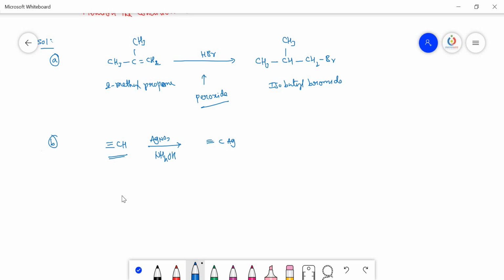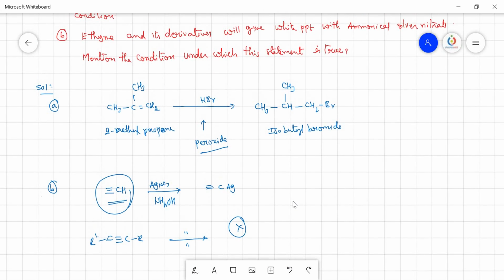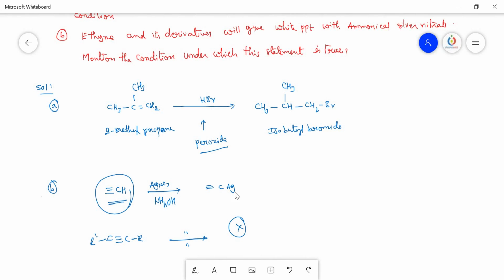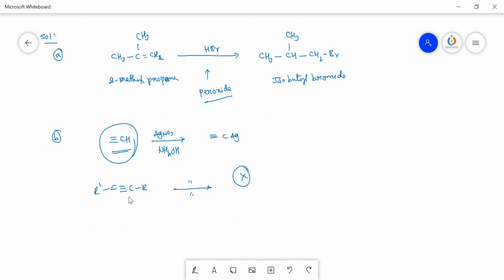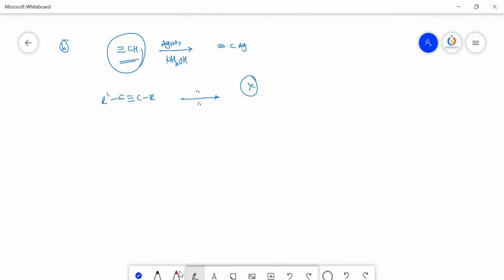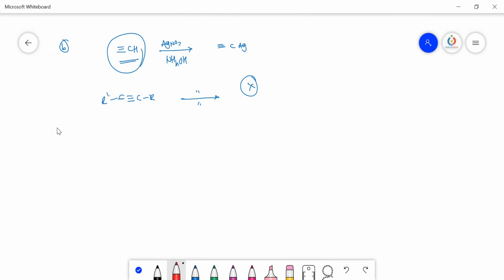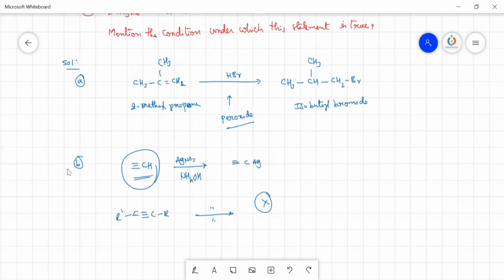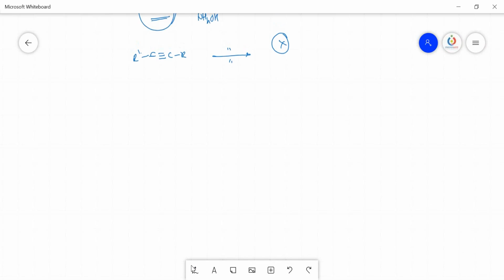But if you take an internal alkyne like this, or simply R dash, then if you treat with ammoniacal silver nitrate, there will be no such reaction. So the required condition for this reaction is the presence of the triple bond CH. Only under this particular condition this statement is true, but for internal alkynes, this statement is wrong. Now let us solve another question. Question number 6 is over, I think. Yes. Now question number 7.